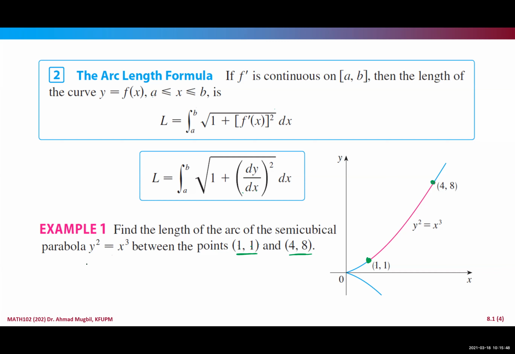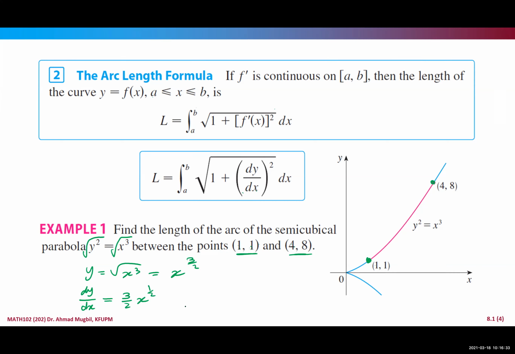So according to that, what will we have? y equals positive or negative the square root of x cubed. But because here x is between 1 and 4, and y between 1 and 8, it is positive. We are in the first quadrant, so it is positive. In other words, y equals x to the power 3 over 2. Now this is y. What is dy/dx, or y prime? It is 3 over 2 x to the power 1/2. Am I right?